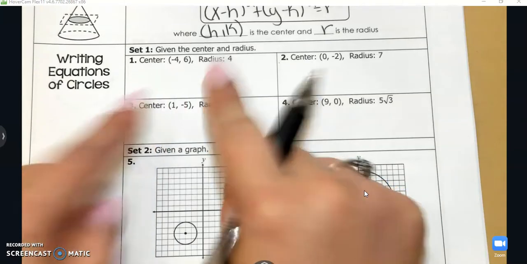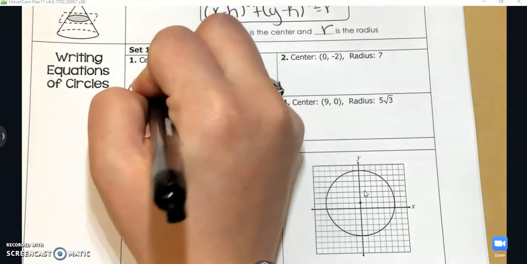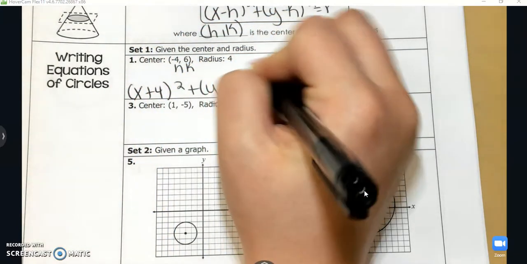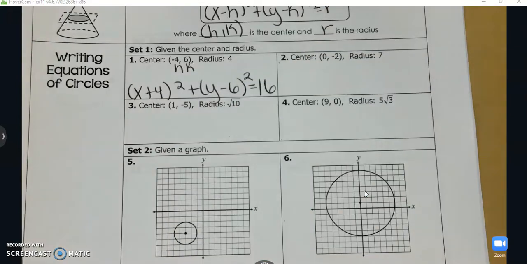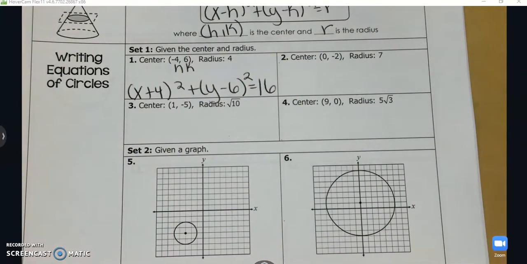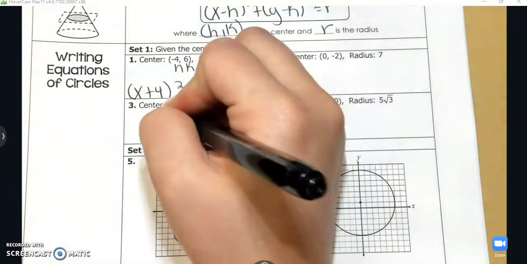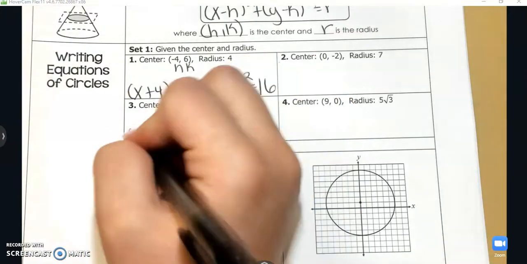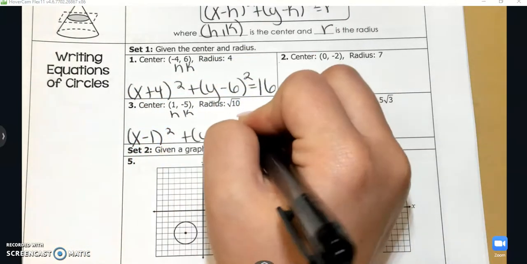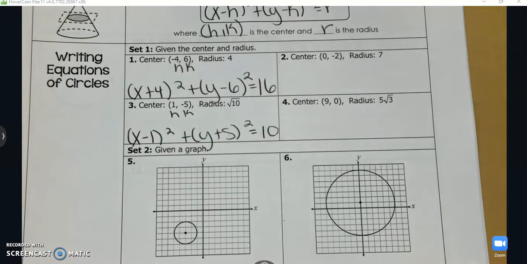So here on number 1, we have our center and our radius. So this is (h, k) and that's r. So we are just going to plug those straight into our equation, and that's equal to 16. Okay. The next one. Number 3, we have center (1, -5), so again that's (h, k), and our radius is the square root of 10. So that's going to get us (x minus 1) squared plus (y plus 5) squared equals 10. Remember, when you square a square root, your radical cancels.